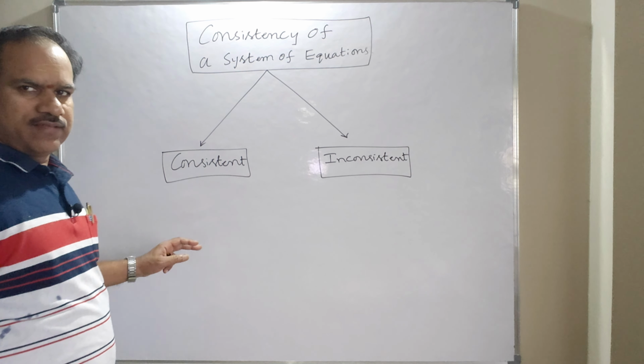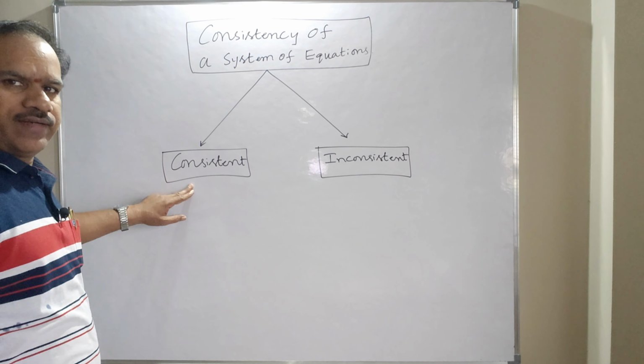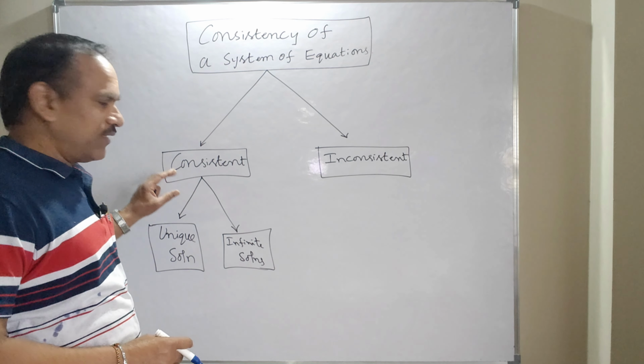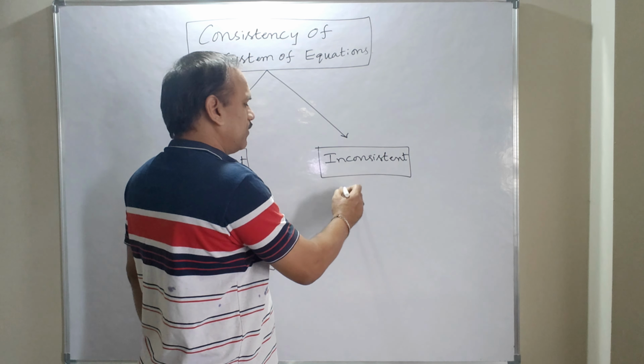So what do you mean by consistency? Consistency is existence of the solution. If a system is consistent, that means the system has a solution. If it has a solution, it can be unique or infinite. Inconsistent means what? No solution.